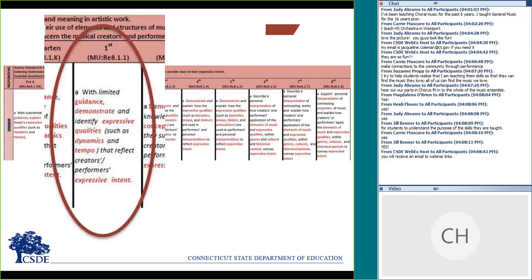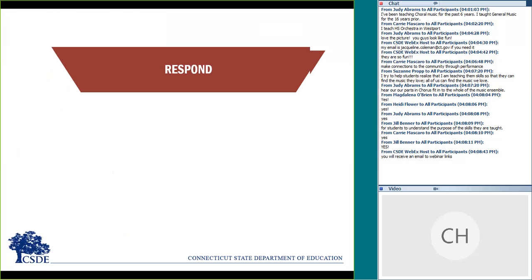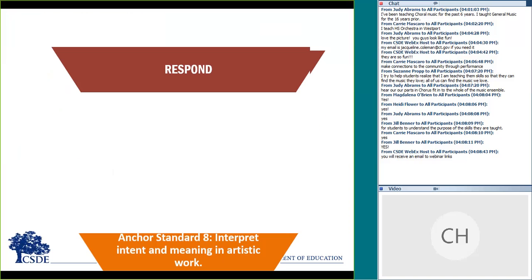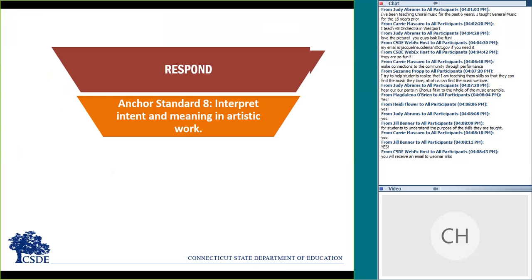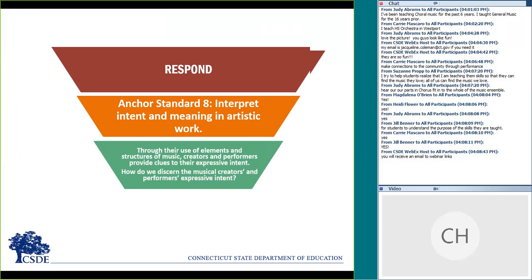Even though my examples are for first graders, I think you'll be able to see how this work can easily apply to higher grade levels. But first, let's quickly go through our pyramid of NCAS to figure out how we got to this standard. First, we have our biggie, respond. Next, our anchor standard, which in this case is anchor standard number 8. Then we have our relevant enduring understanding and essential question.